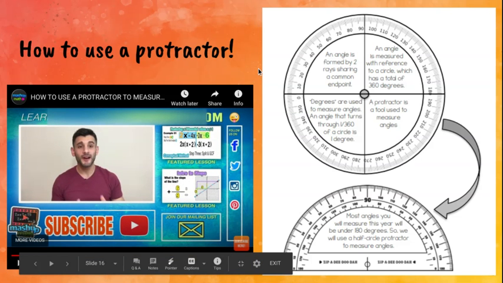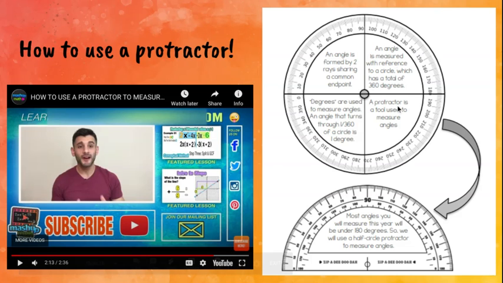All right. Another visual here. An angle is formed by two rays sharing a common endpoint. So we learned that this week. And an angle is measured with reference to a circle, which has a total of 360 degrees. All right, that's what we kind of use.